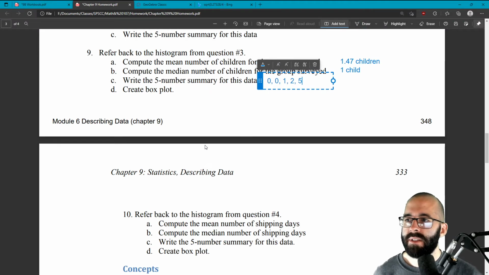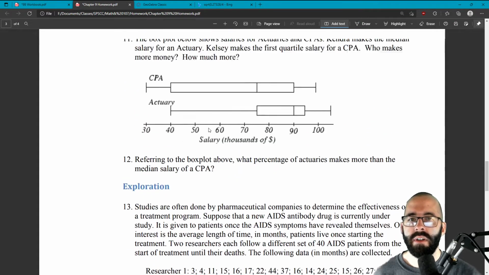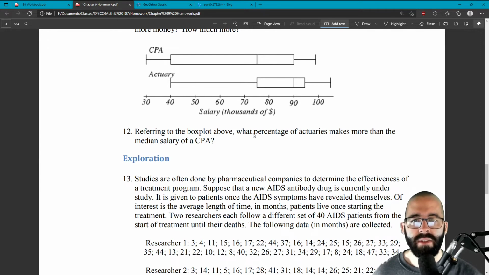All right, next, let's do problem number 12. Let's look at these 2 box plots. What percentage of actuaries make more than the median salary of a CPA? So the actuary plot is down here. CPA is up here. They're kind of similar. Actuaries make a little bit more, but then the distribution is quite different, right? The median for an actuary is much higher, relatively speaking, than the median for a CPA.